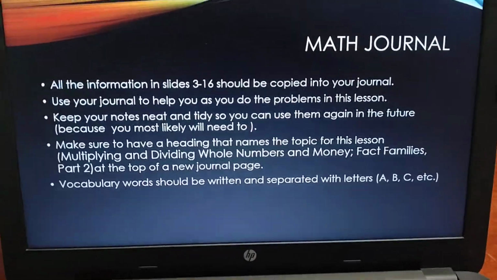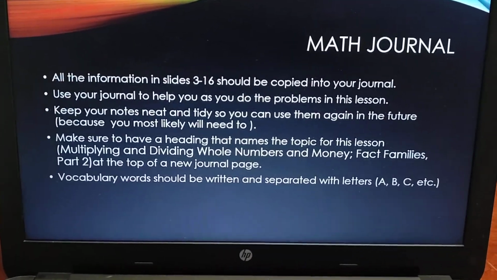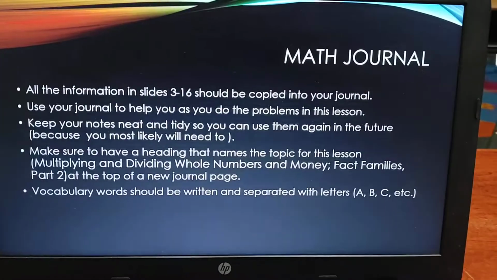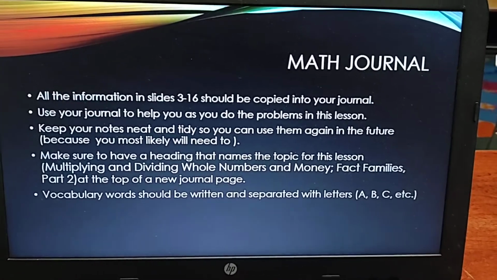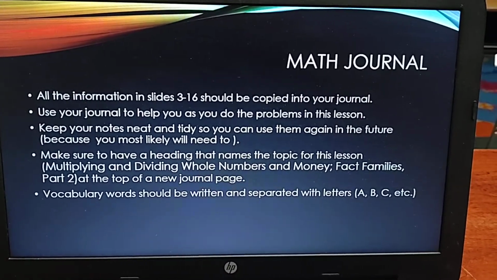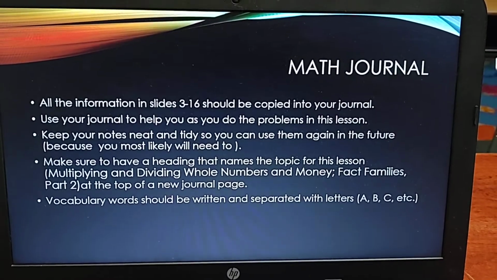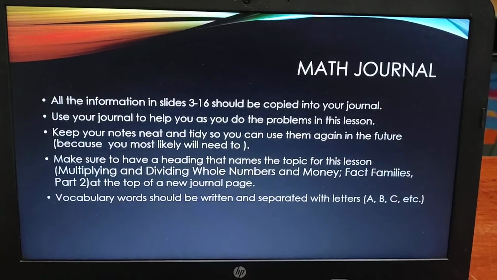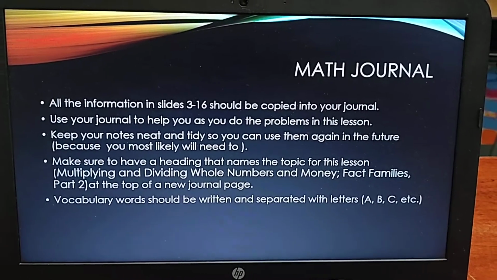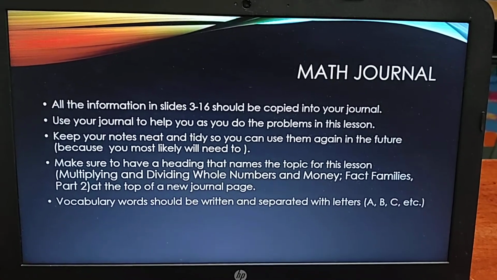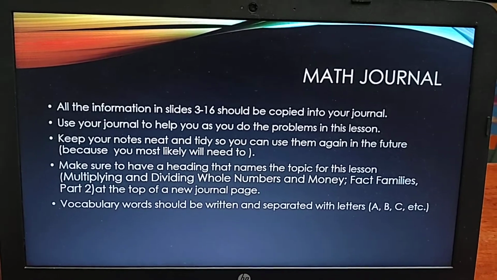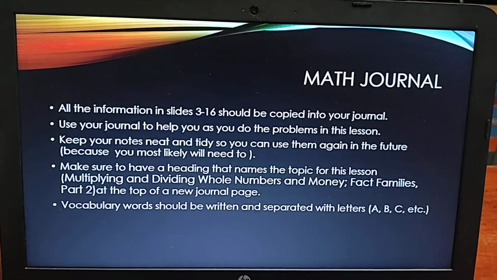All the information in the following slides, numbers 3 through 16, should be copied into your journal so that you have this around to help you with the lesson and for other problems in the future as we review problems frequently. Use your journal to help you as you do the problems in this lesson. Have it out and open and ready to go. Keep your notes neat and tidy so you can use them again in the future because you will most likely need to.